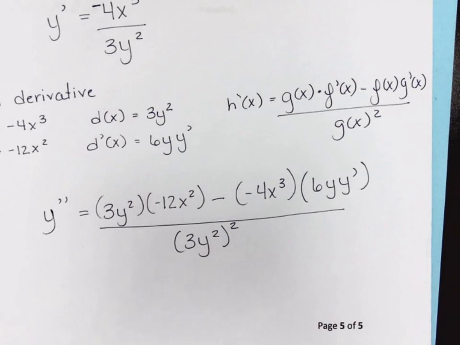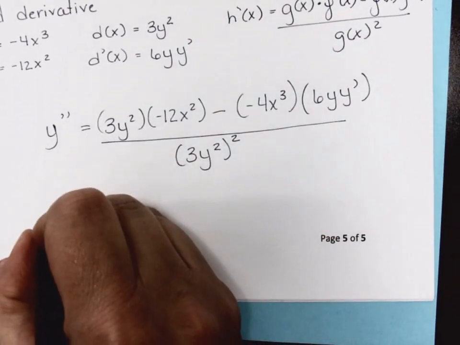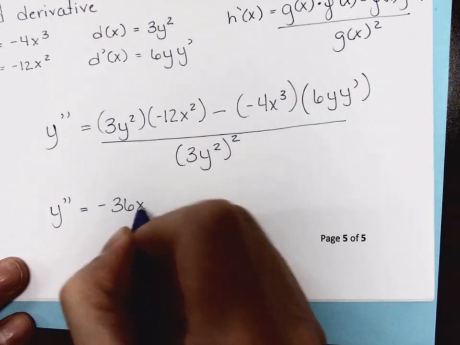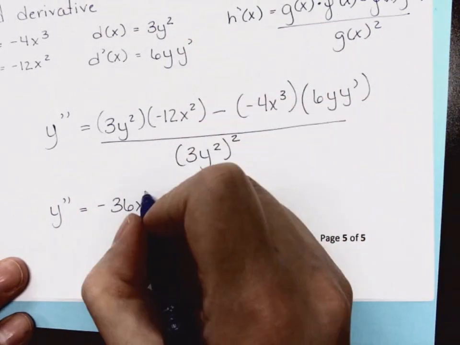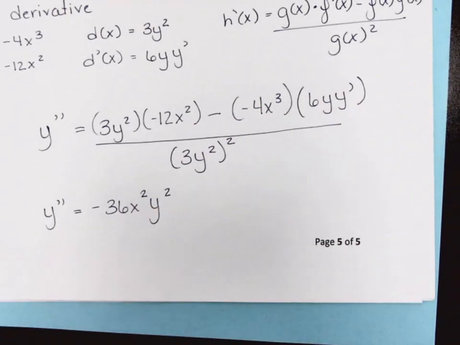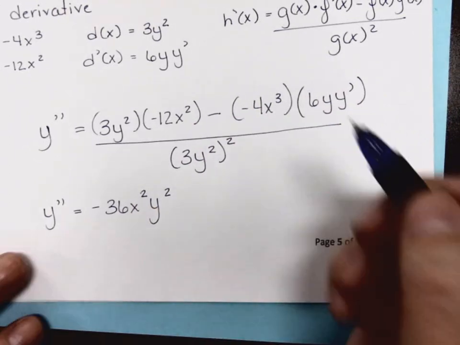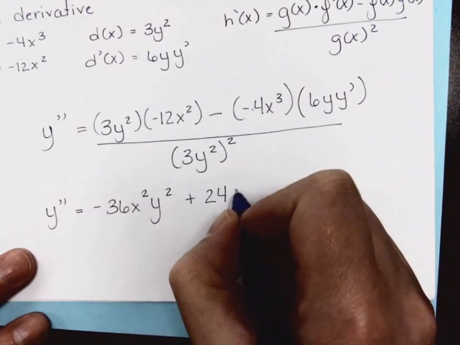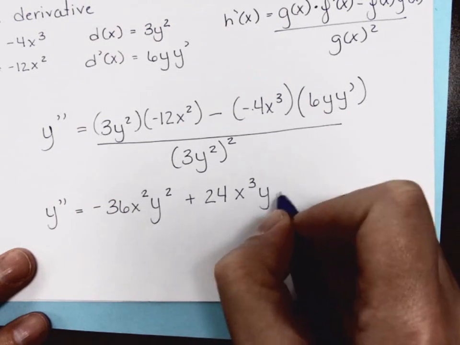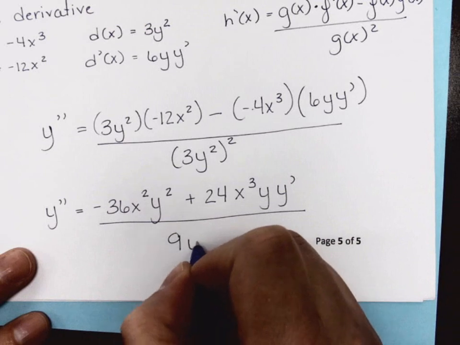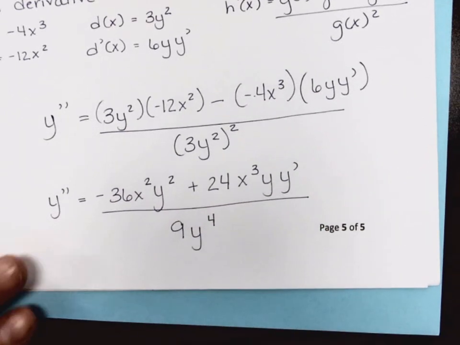Maybe let's tighten that up a little bit. So we are going to have 36x squared y squared, negative, just to make it look a little bit nicer. And then I have a subtract and a negative, so that's going to be plus 24x cubed y prime, all over 9y to the exponent 4.